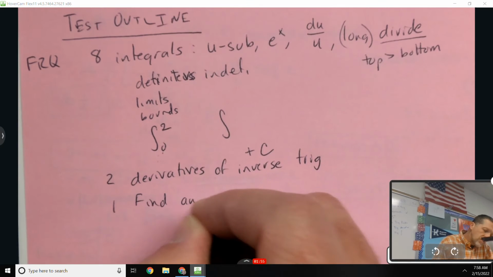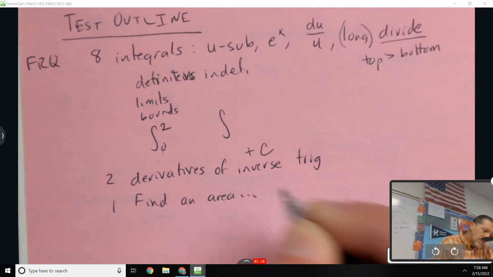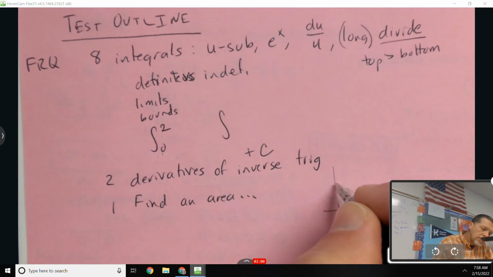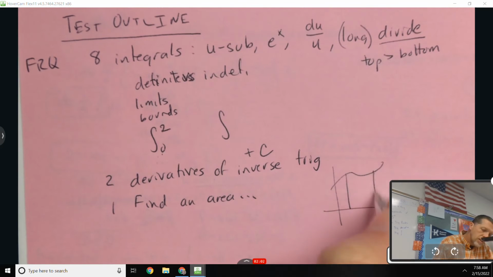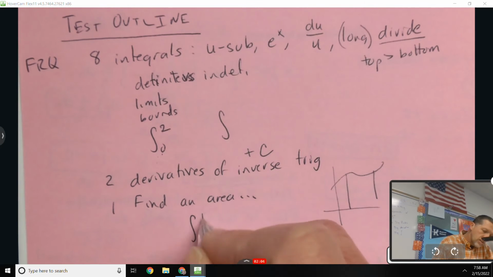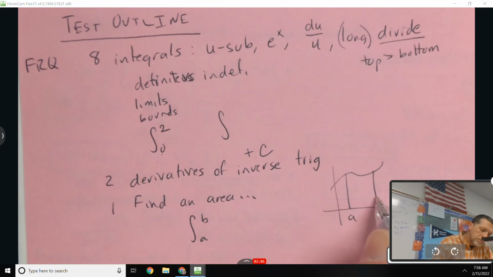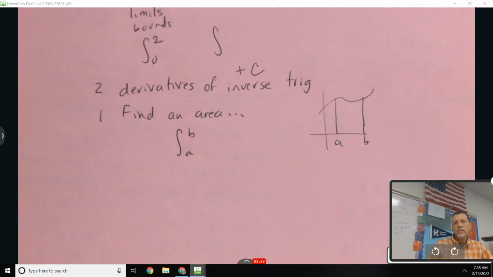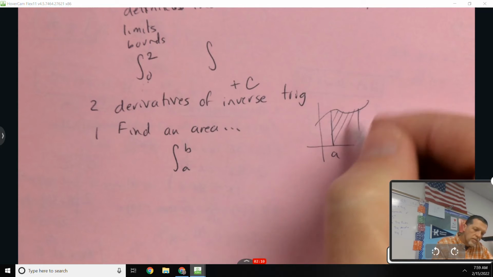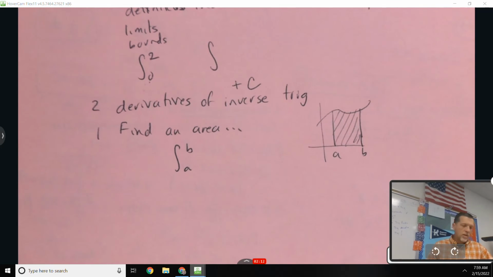And there's one that says find an area, but an area under a curve, right, is the integral from a to b, whatever function you're looking for.